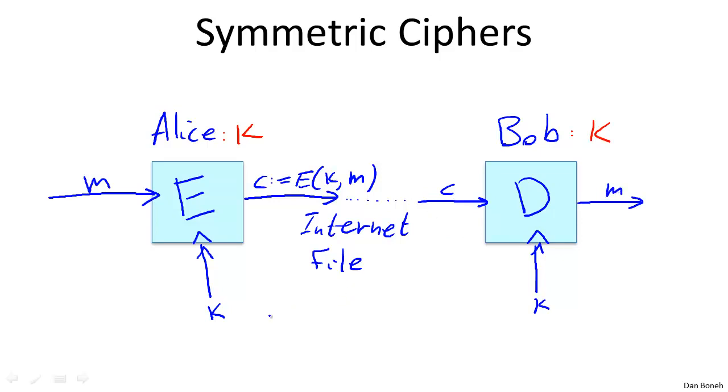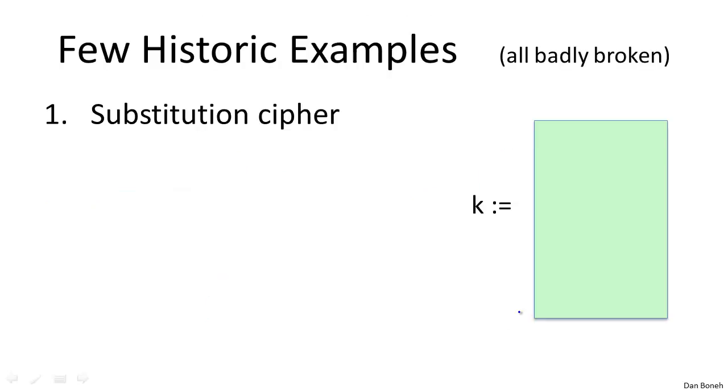Now, the reason we say that these are symmetric ciphers is that both the encryptor and decryptor actually use the same key K. As we'll see later in the course, there are ciphers where the encryptor uses one key and the decryptor uses a different key. But here we're just going to focus on symmetric ciphers where both sides use the same key. Okay, so let me give you a few historic examples of ciphers.